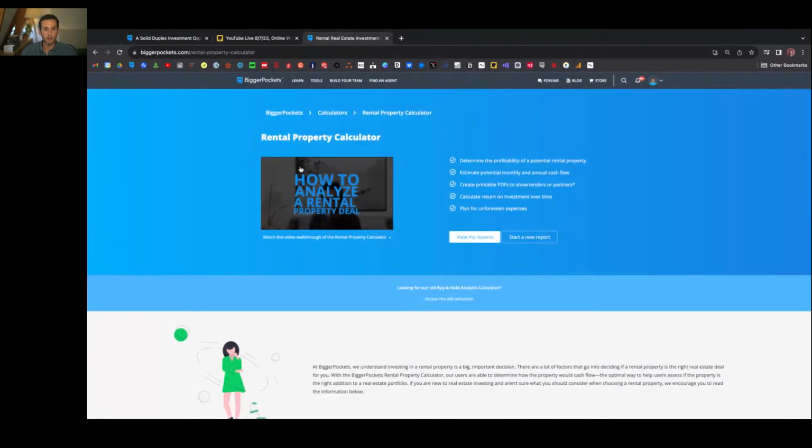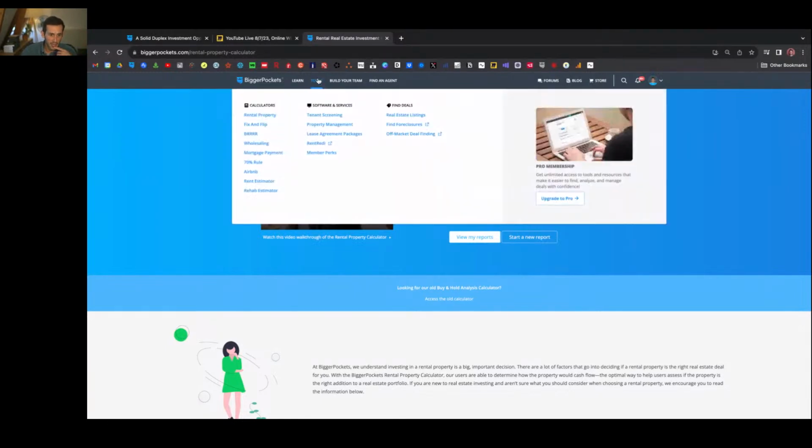It is called our rental property calculator. And if you want to follow along, you can actually analyze a deal alongside me right now. You can just go to Tools. You do need a BiggerPockets account, so you can sign up for free and try it right now. But if you want to, you can go to rental property calculator. That's where I'm at right now, and just hit start a rental report.